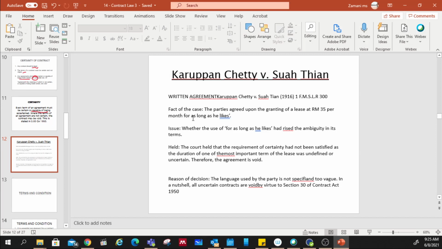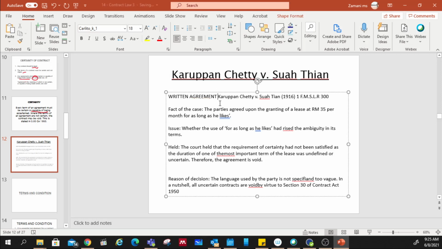So the case, for example, is Karapiah Chetty versus Swan Tian. This is a written agreement. The facts of the case: the parties agreed upon the granting of a lease of RM35 per month for as long as he likes. This is quite vague. This is a case from 1916. The issue was whether the use of 'for as long as he likes' created ambiguity in its terms. Of course you don't have a certain period for this one. The court held that the requirement of certainty had not been satisfied, as the duration, one of the most important terms of the lease, was undefined or uncertain. Therefore, the agreement is void.